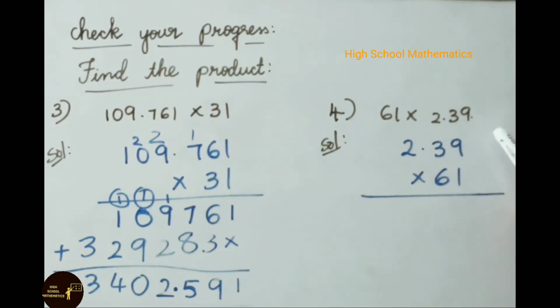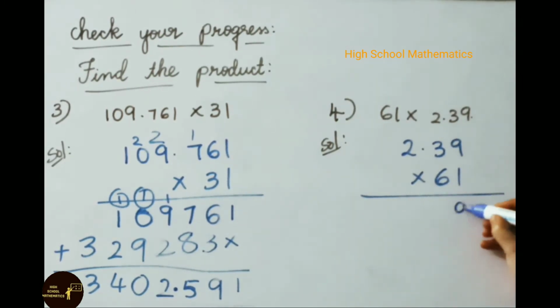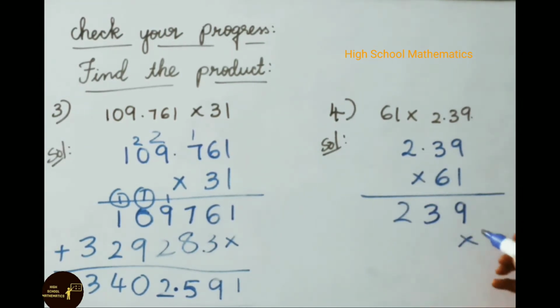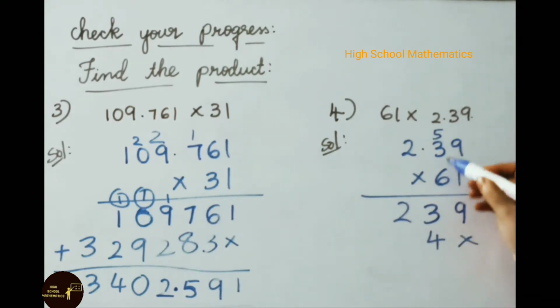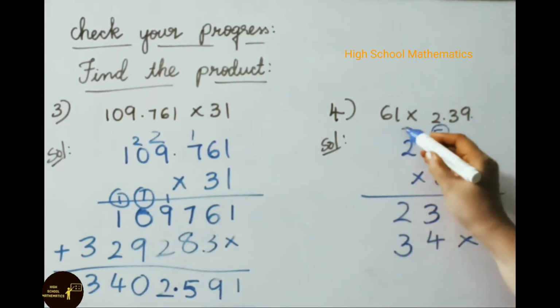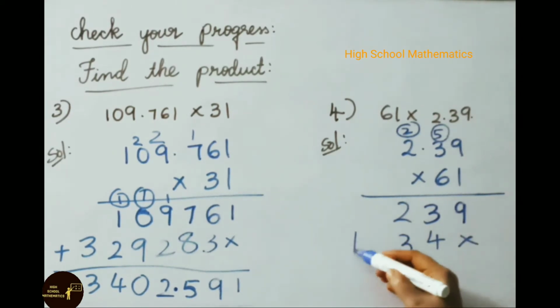Here 2.39 is a 3-digit number. So here we have written 2.39 into 61. We are going to multiply. 1 9s are 9, 1 3s are 3, 1 2s are 2. Now multiply with 6, 6 9s are 54, 4 carry 5, 6 3s are 18, 18 plus 5, 23, so 3 carry 2. 6 2s are 12, 12 plus 2, 14.